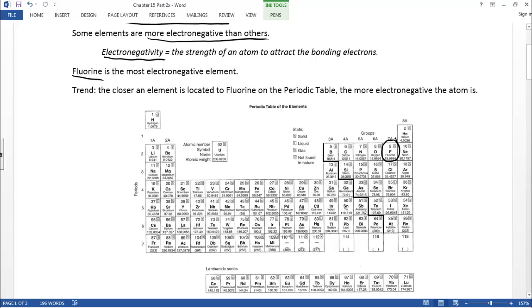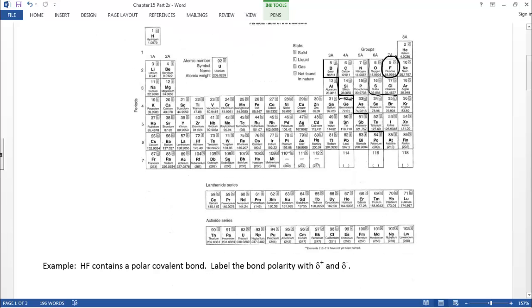The electronegativities have been measured for all the elements, and there's a table that lists those values, but we don't need to look up the table. Instead, just know the trend. The closer the elements are located next to fluorine on the periodic table, the more electronegative they will be. So you might expect oxygen, sulfur, and chlorine to be fairly electronegative, and that's true. They're close to the fluorine. And then carbon, silicon, those elements are getting farther from fluorine. They're less electronegative. Okay, what does that mean?